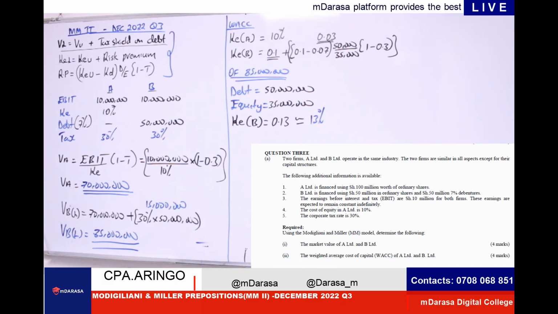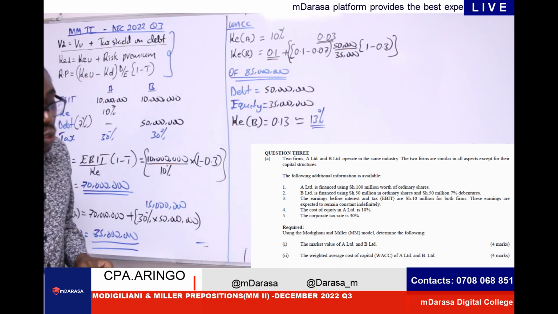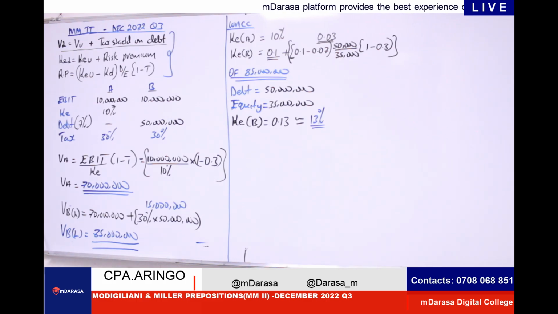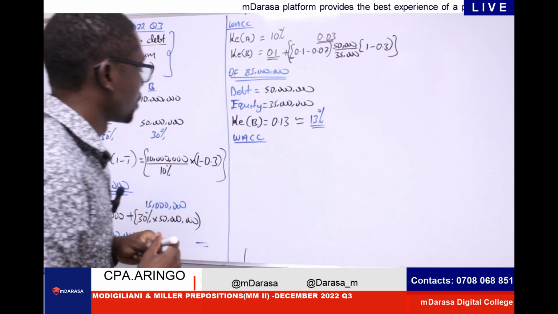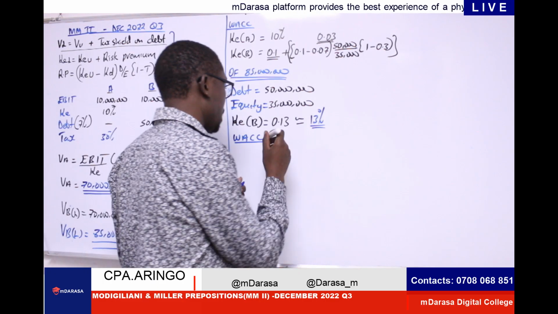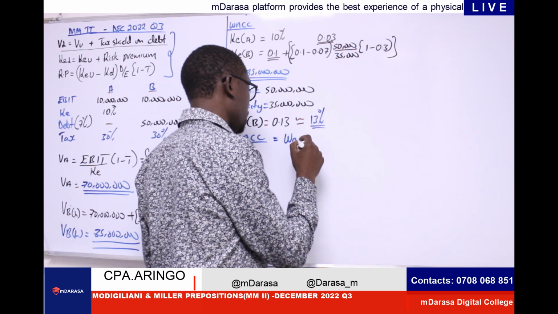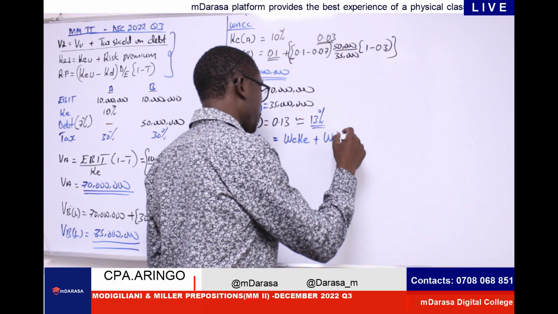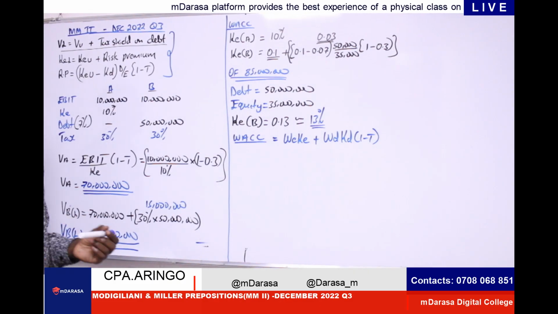So the moment we have this, therefore, what will be our WACC? Because that is the cost of equity. So our WACC, all we should be having in mind is that we are talking of the weight of equity times the cost of equity, we add the weight of debt times our cost of debt after tax. After tax.